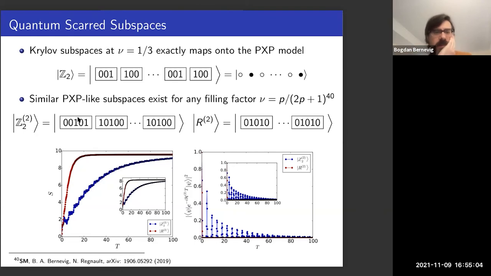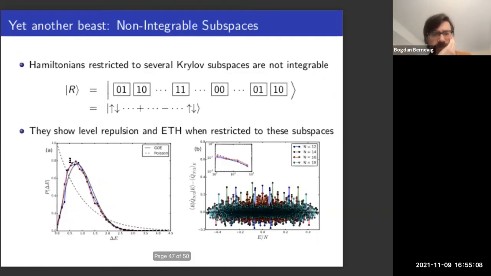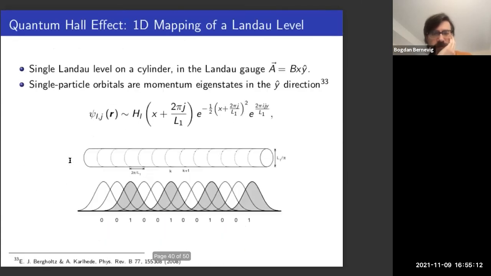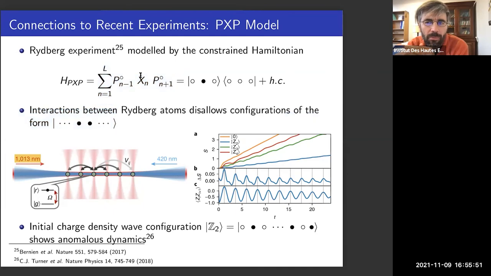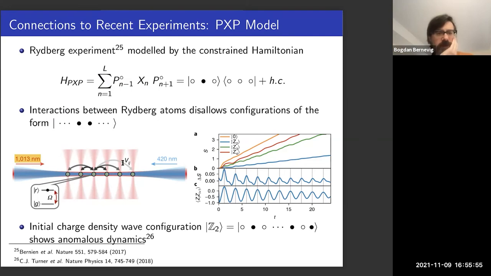You can get these in Rydberg atom experiments, where you tune to some resonance between two different levels and forbid some spin flips depending on whether the spins here or here are up or down. I don't know the details exactly, but they basically realize this PXP model. This is the model, where P is one minus sigma z, for example, and the terms don't commute between themselves. The sum of operators don't commute.